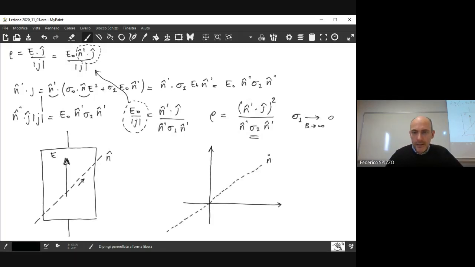So if this is the direction of n, and you plot here a line, so you plot resistivity for a specific value of B as a function of the orientation along which you apply the electric field, what you expect is that when the electric field is applied parallel to n, then the resistivity is low. And as the orientation changes, the resistivity increases.